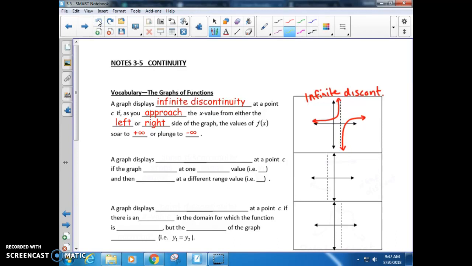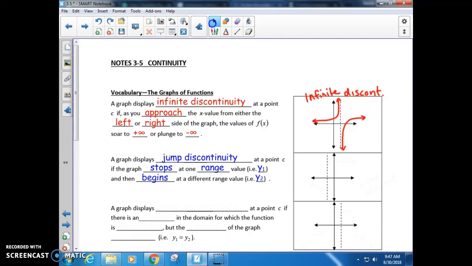Alright, so another type of discontinuity is jump discontinuity. And that's basically where if you're coming from one side, you hit a certain value. If you're coming from the other side, you hit a different value. The graph jumps. So if the graph stops at one range value, or a y value, and then it begins again at a different y value. So like our piecewise functions, a lot of those display jump discontinuity.